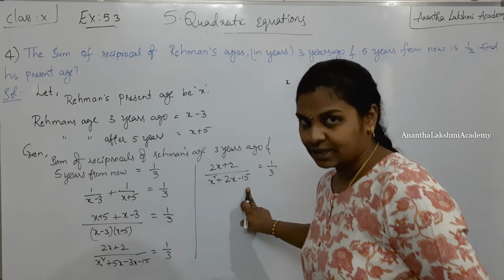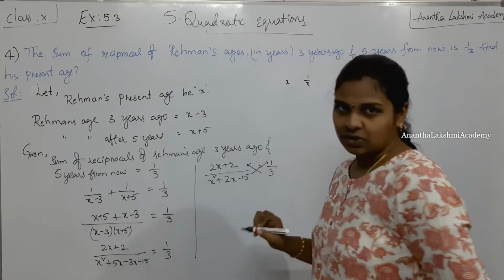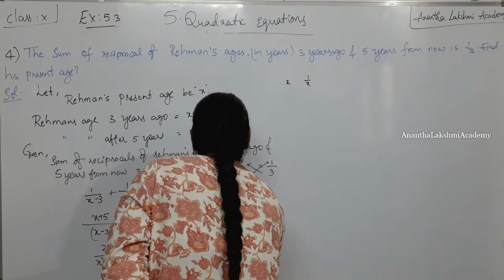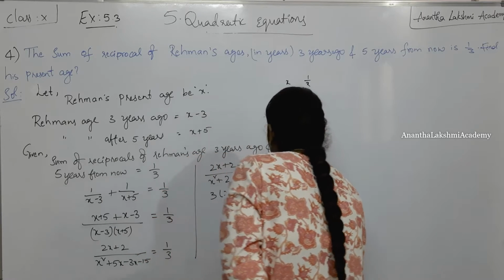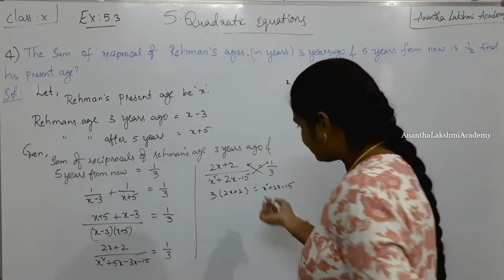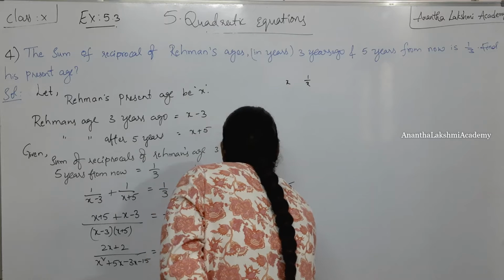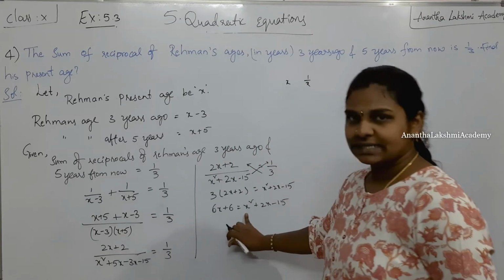Now we have a quadratic equation here. What I am going to do is cross multiply this. So 3 comes this side. 3 into 2x plus 2 is equal to x square plus 2x minus 15. Now multiply 3 inside. 3 2s are 6x plus 6 is equal to x square plus 2x minus 15. Now we have x square here.